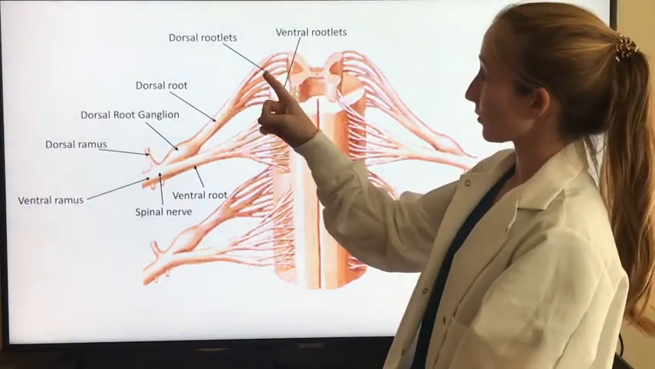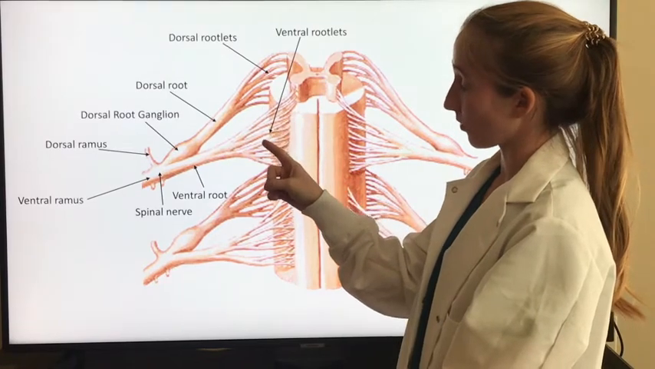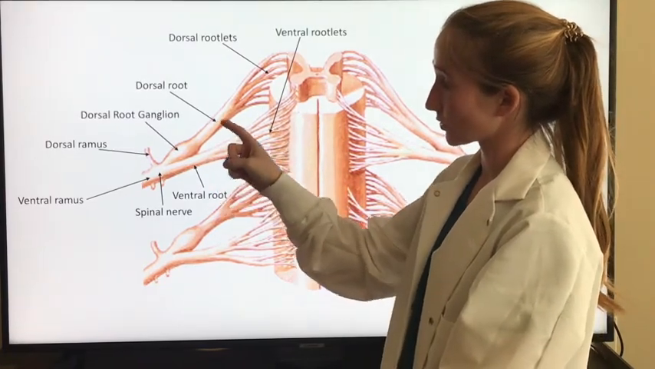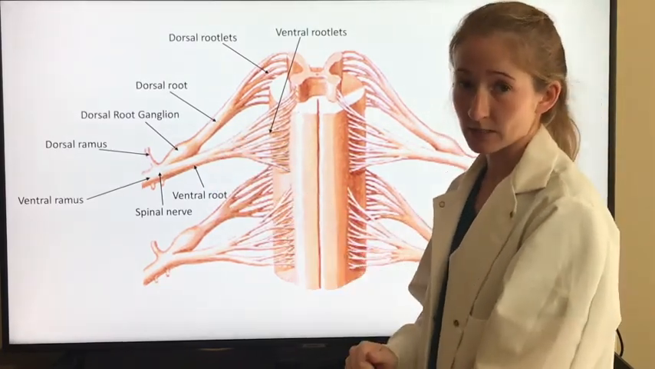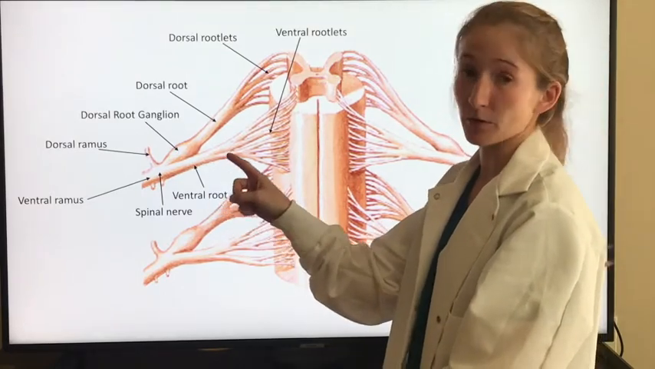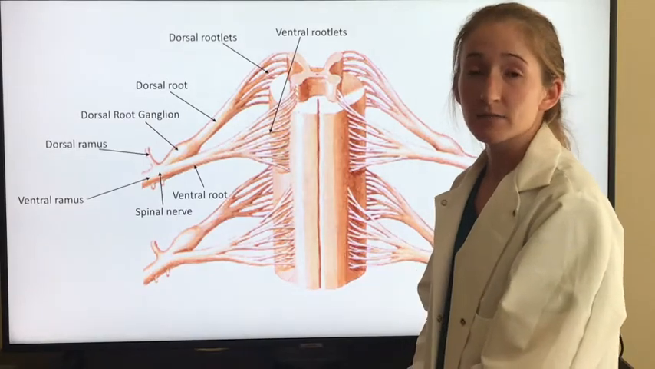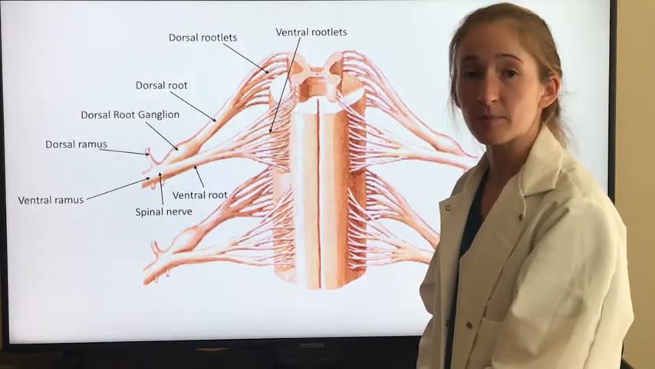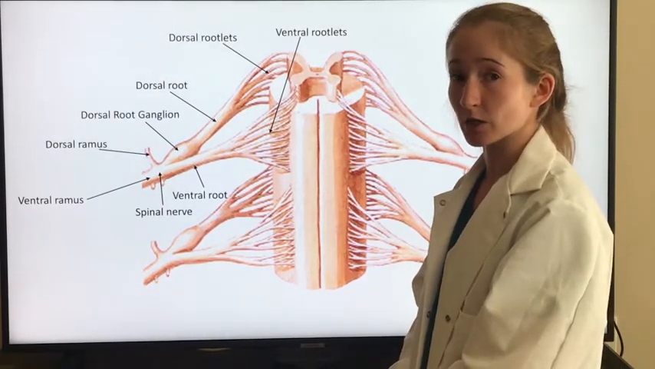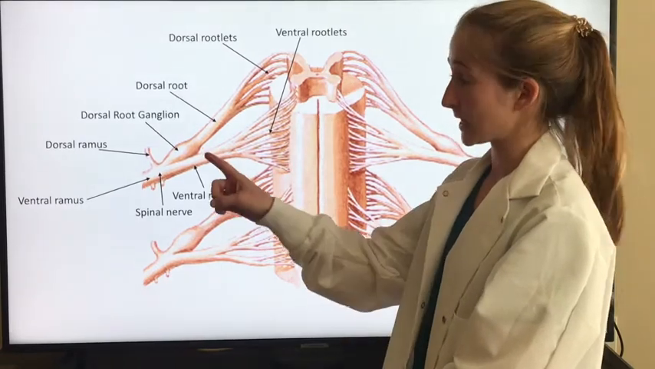Rootlets arise from the dorsal and ventral side of the spinal cord that will converge to form the ventral and dorsal root. The dorsal root has sensory fibers and the ventral root has motor fibers. The bump on the dorsal root is the dorsal root ganglion. This is a sensory ganglion where the cell bodies of unipolar sensory neurons accumulate. There are no synapses in this ganglion.